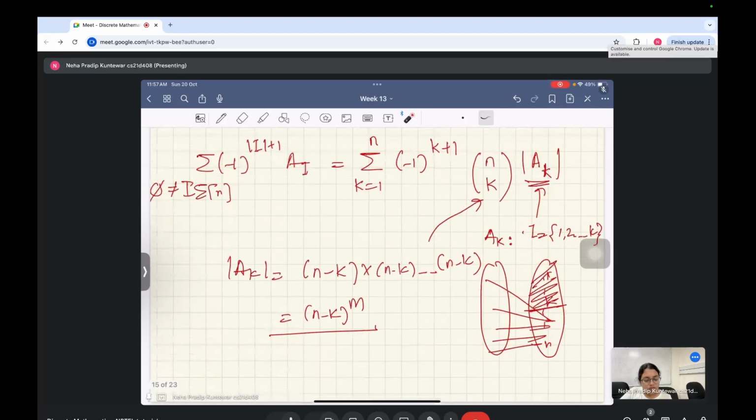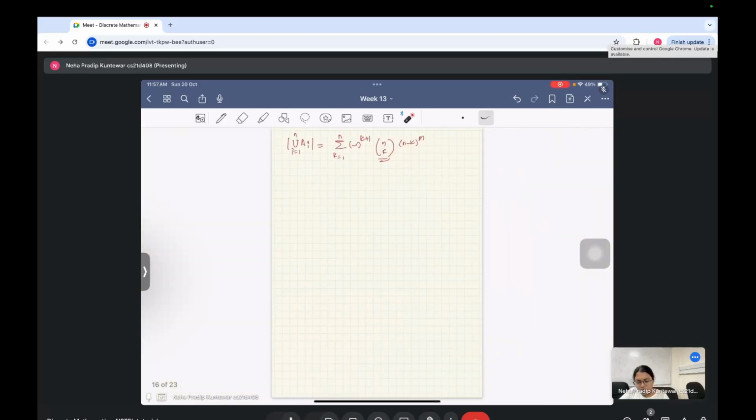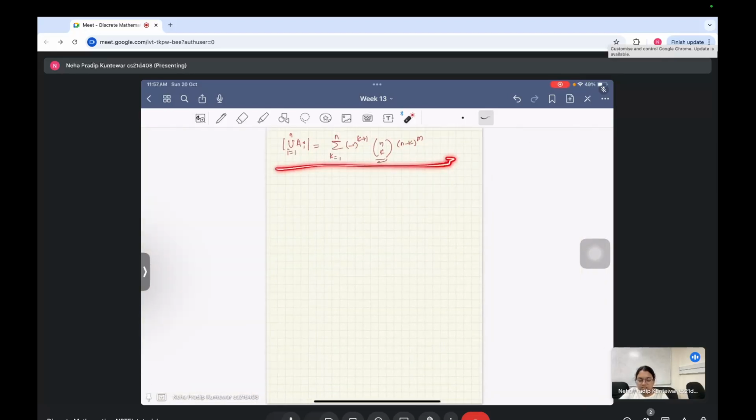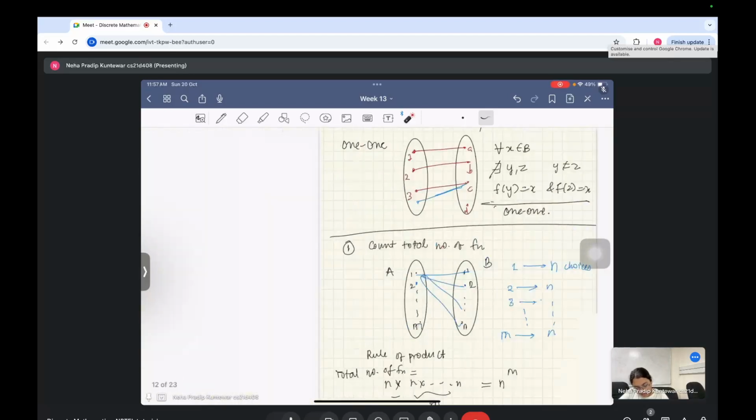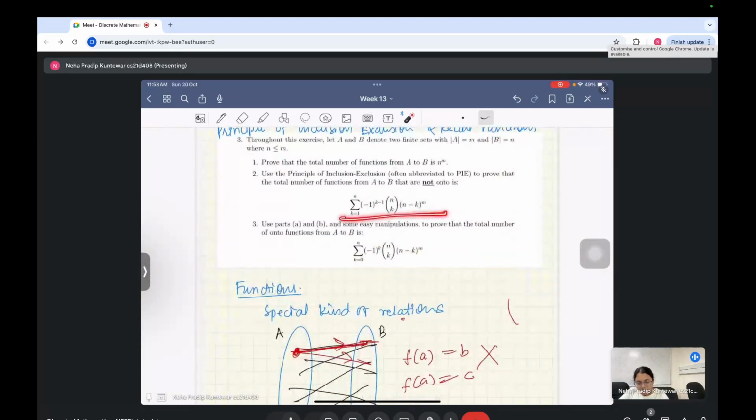So what we do is we find it for 1 to k and substitute it here, and this is what you get. So this is precisely the expression that we are asked to show. This is exactly the expression that we wanted to show.